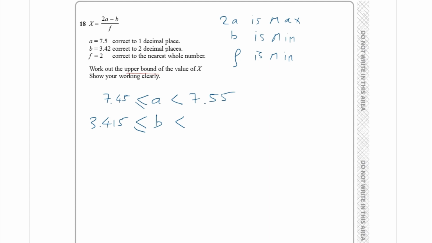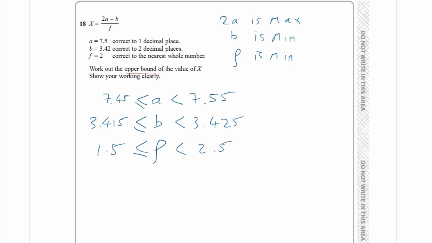And if you had any number bigger than 3.425, then those numbers would get rounded up to 3.43. So to 2 dp, this is good. And to the nearest whole number for f here, f is going to be contained between 1.5 and 2.5. So 1.5 is good, and 2.5 is also good.